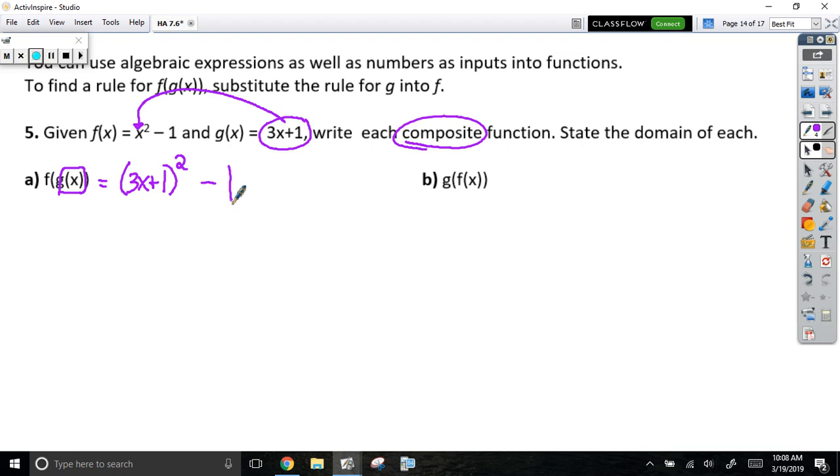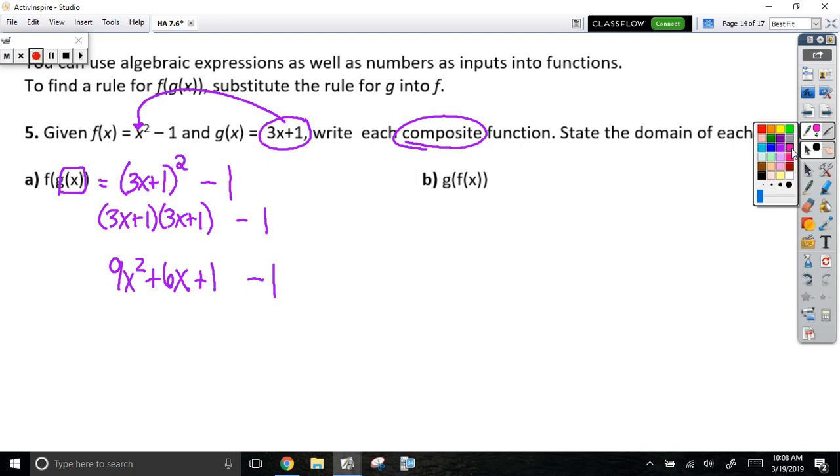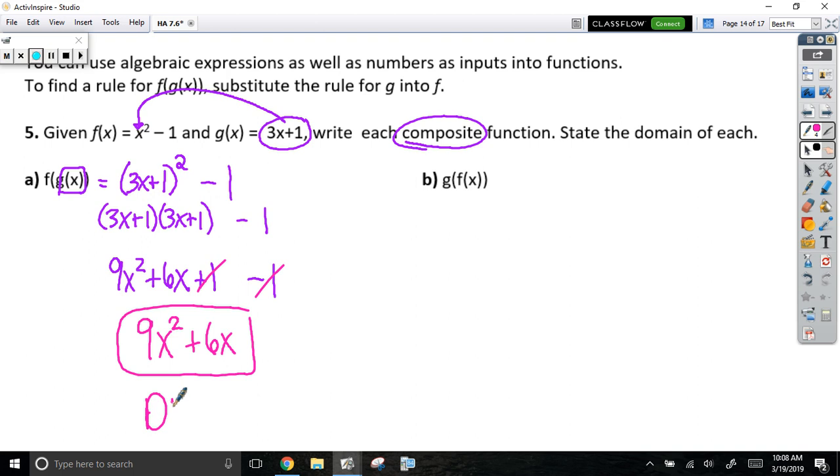We have a binomial squared, so we need to expand it and FOIL it. So the two 1s, the plus 1 and the minus 1, go to 0. So we have 9x squared plus 6x. Domain is easy, no square roots, no denominators, just all real numbers.